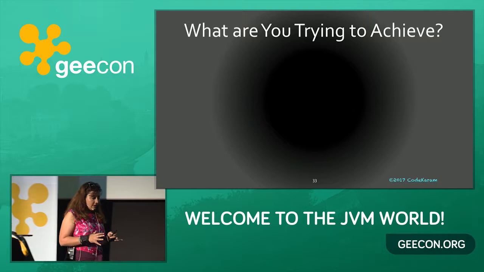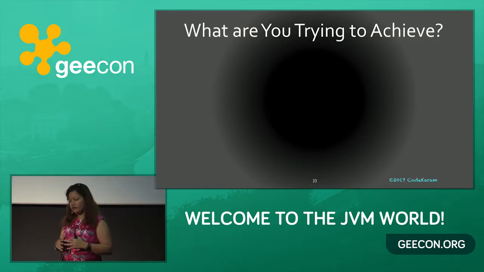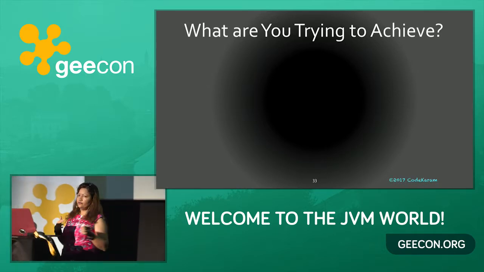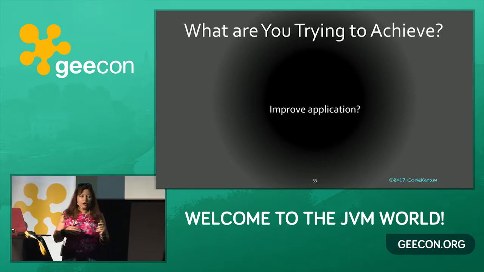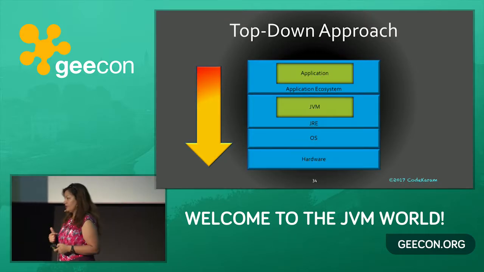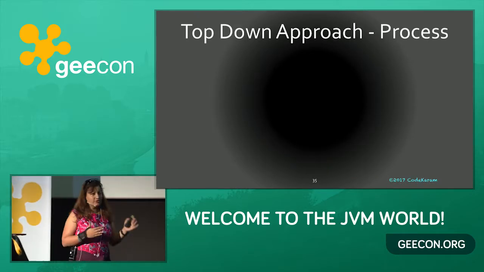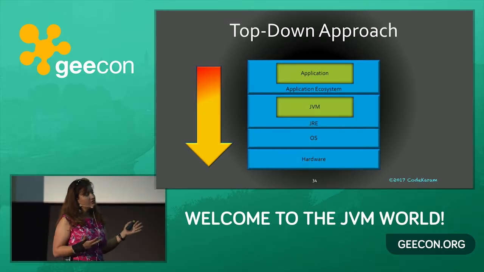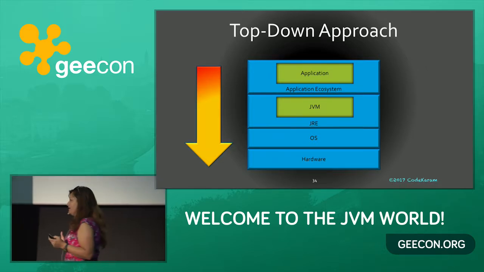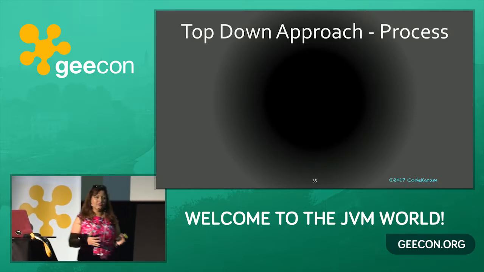So now that we know we have all these things that we can capture, let's think about what we're trying to do. What are we trying to achieve? We're trying to improve the application. So then we want to do something known as the top-down approach. For the top-down approach, I'm just going to go back again. It's basically simple. The same stack that you just saw, I just put an arrow next to it showing it's going from top to down. Okay? And the process is always the same.